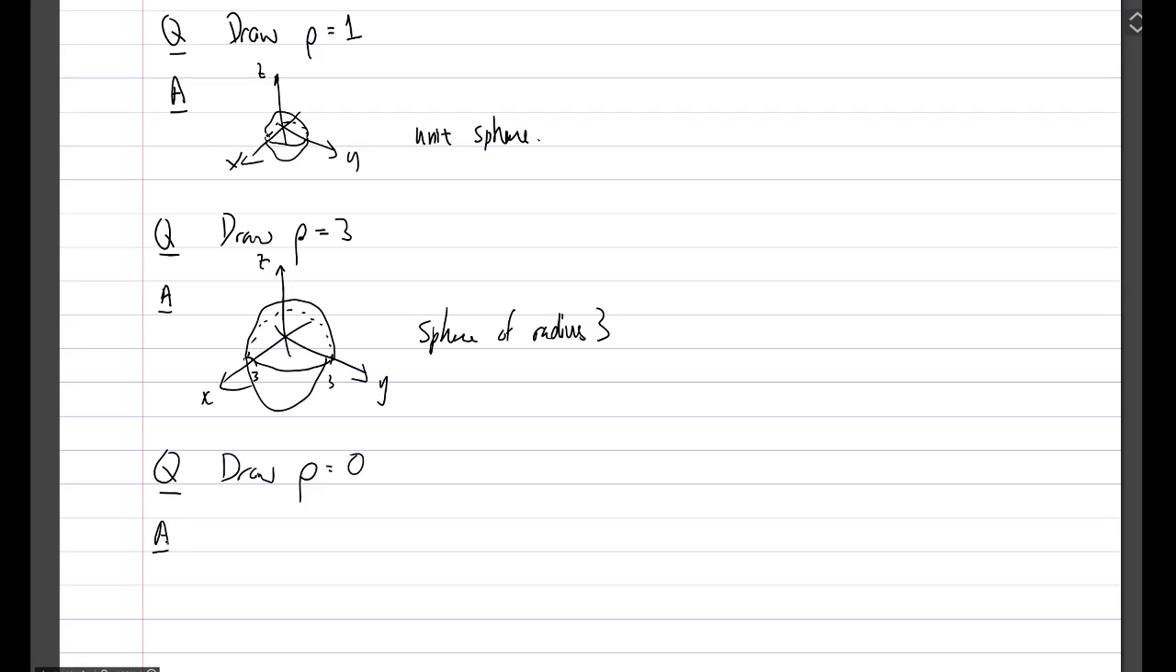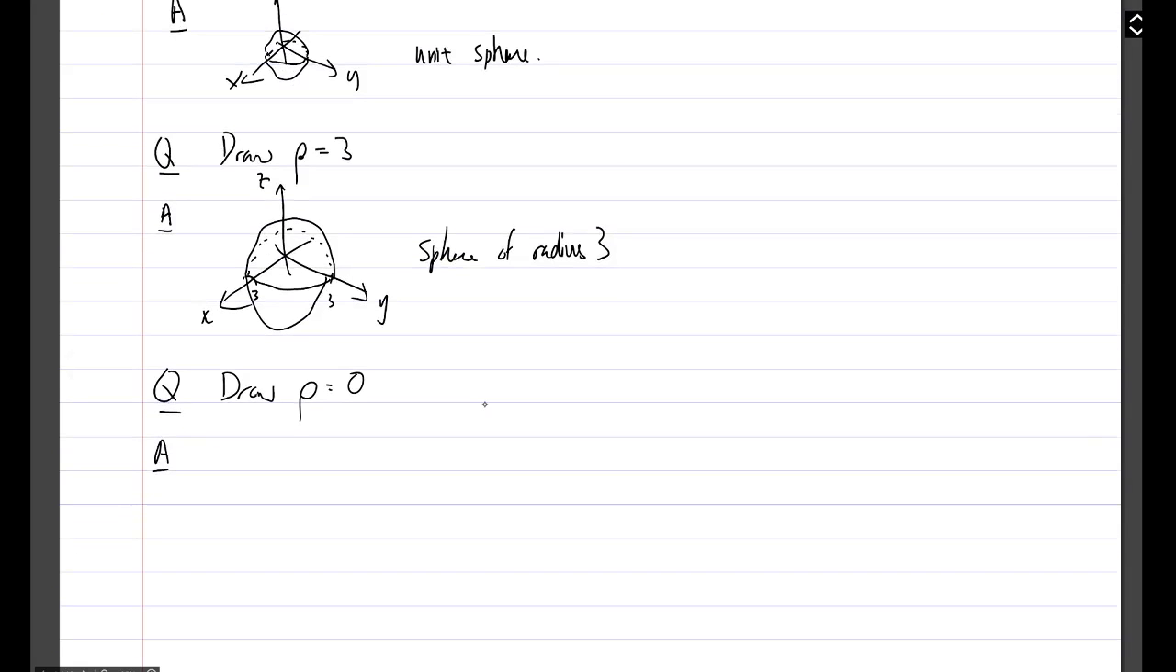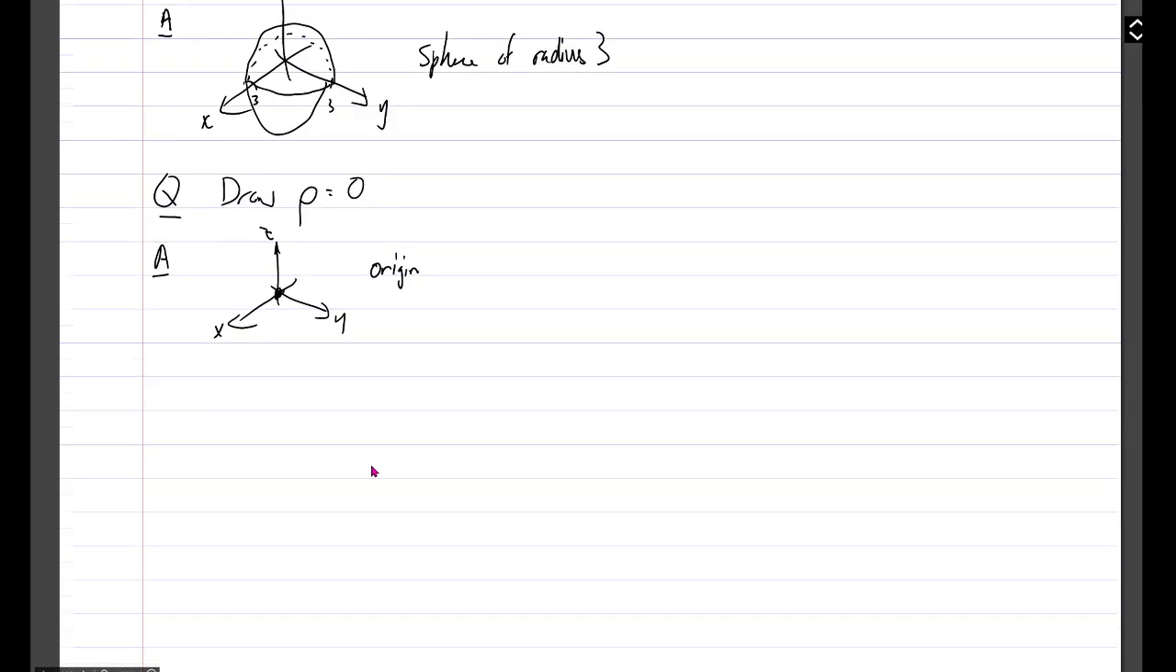Let's do another. How about let's draw rho is equal to 0. Okay, all the points, remember rho represents the distance that a point is away from the origin, like the straight line distance. All the points that are a distance of 0 away from the origin, well, that's going to be just the origin itself, right? So that's just the origin. If you want to use words like sphere of radius 0, I guess you can do that as well.